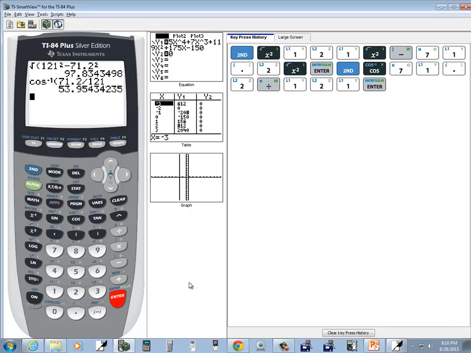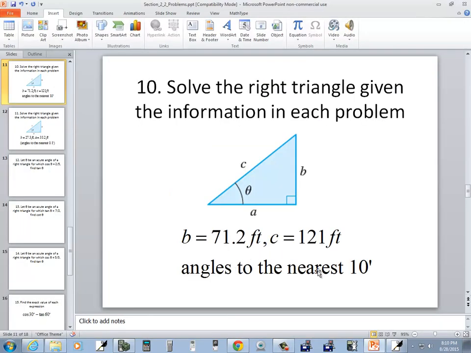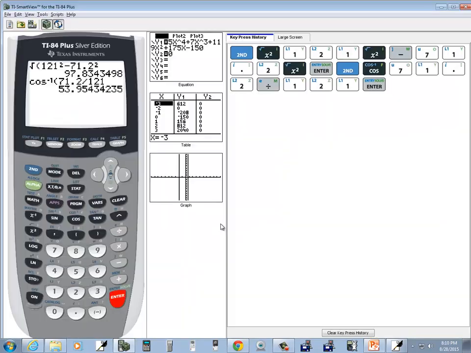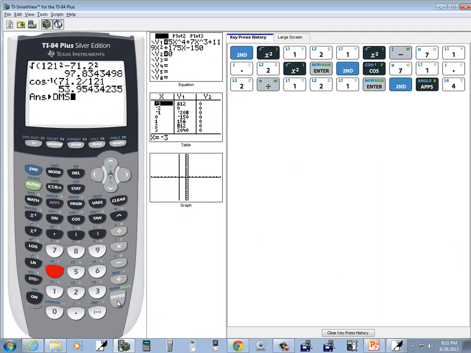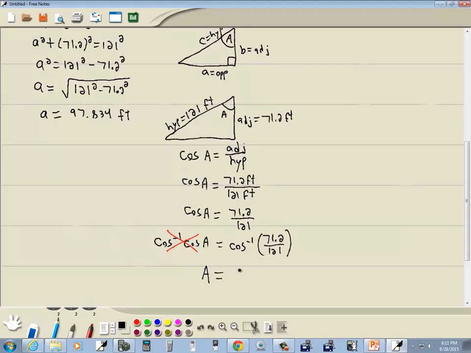and press enter. Now specifically, they're wanting it in the nearest 10-minute mark. So let's change this to degrees, minutes, seconds. So I'll do second apps, choose number 4, and then press enter. Now this is 57 minutes. So the nearest one is a 60-minute mark, but 60 minutes is equal to 1 degree. So that'll be 54 degrees. That one comes out nice. So that's 54 degrees.